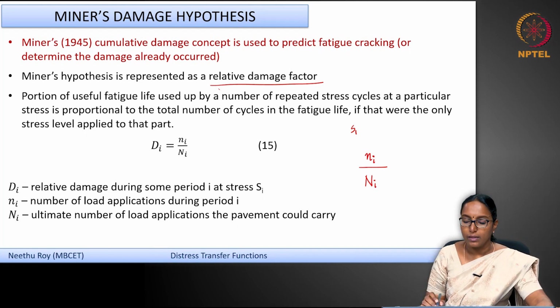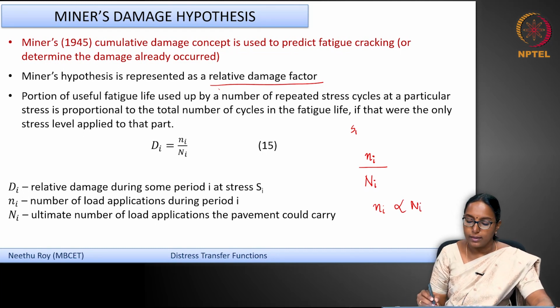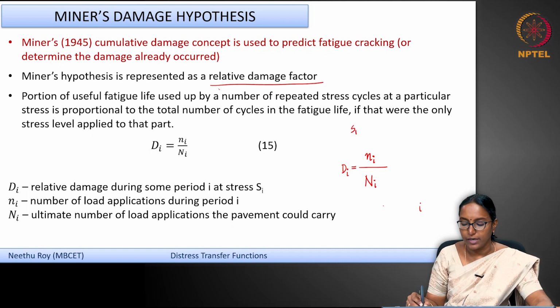Okay. Then Miner's hypothesis says that the damage, or the proportion of damage that happens till the ith time, can be given as d_i is equal to n_i divided by N_i. Now, this gives you the proportion of the fatigue life that has been used by this particular stress level.